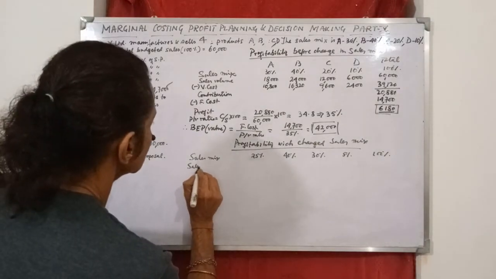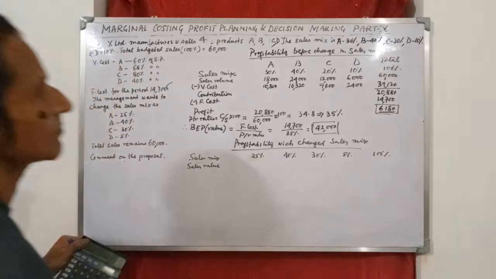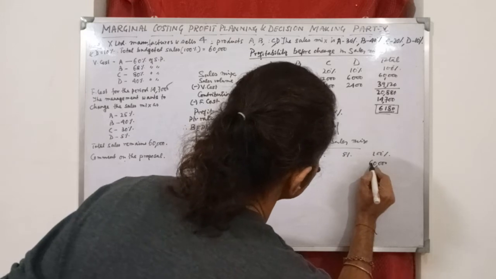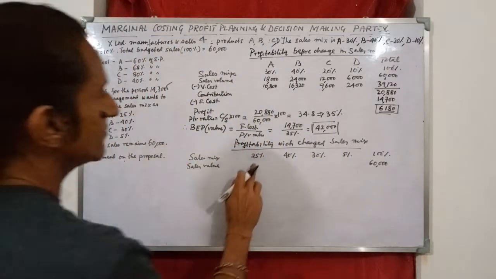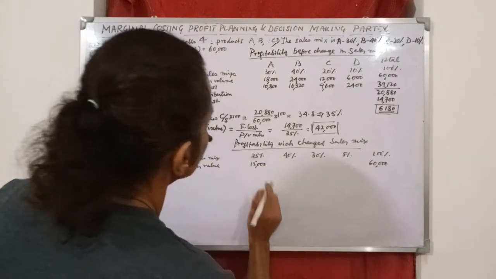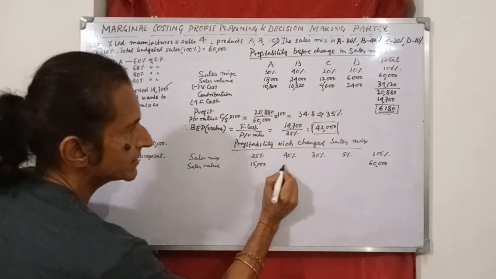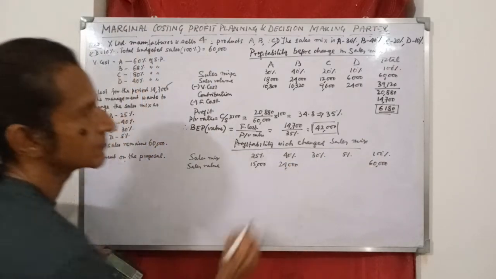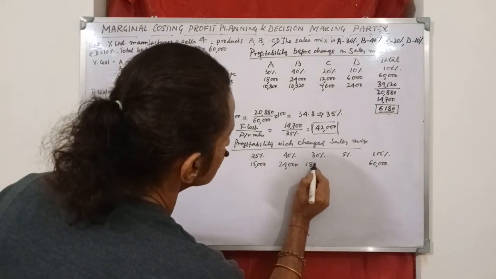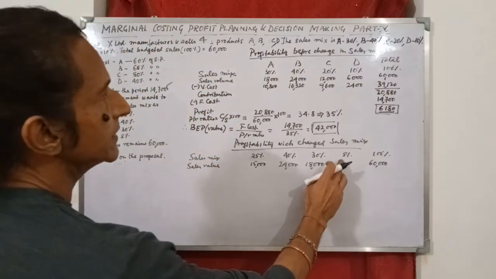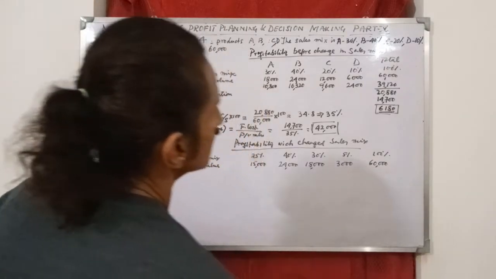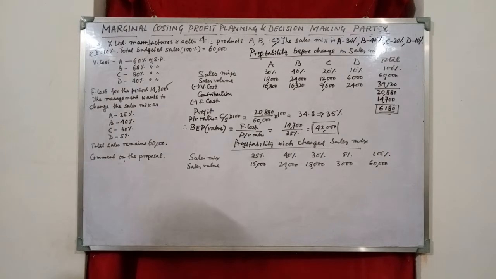So sales value total will be 60,000 because total sales remains unchanged. So 25% of 60,000, that is 15,000. 40% of 60,000, that is 24,000. Then 30% of 60,000, that is 18,000. And finally, the 5% of 60,000, that is 3,000. Okay.